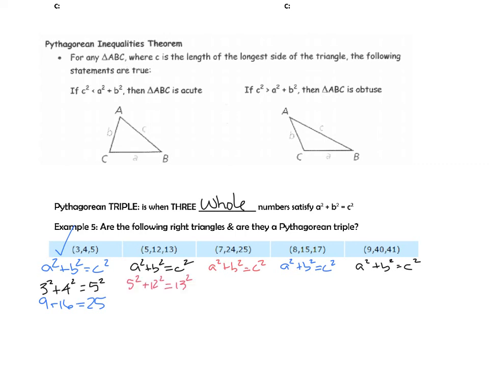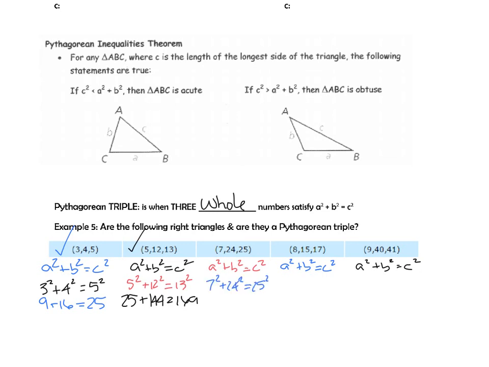All right, the next one, 5, 12, 13. Notice I've already got it plugged in. 5 squared is 25 plus 12 squared, which is 144, equals 13 squared, 169. 25 plus 144 is 169. So therefore, check mark, that is a right triangle, and it is a Pythagorean triple.